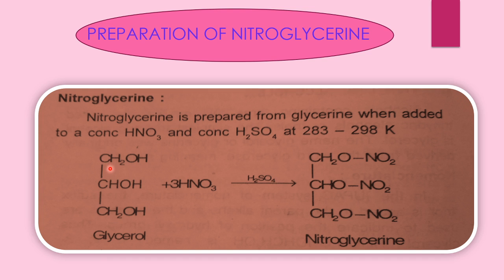nitroglycerin. See here the reaction, CH2OH, CHOH, CH2OH means glycerol reacts with HNO3 and H2SO4. In this reaction there is the formation of a nitro group, and this hydrogen is replaced by this NO2 group and forms the nitroglycerin product. See here CH2ONO2, CHONO2, CH2ONO2 means this hydrogen is replaced by this nitro group and forms nitroglycerin.